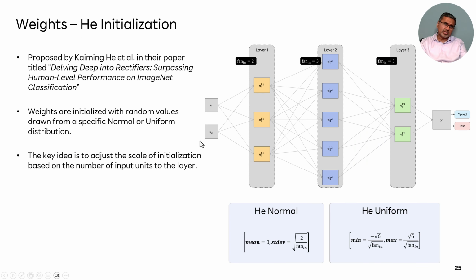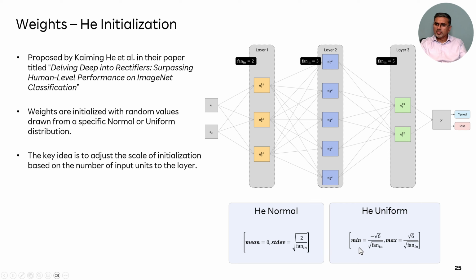He initialization is another technique where they ignore the fan-out. They only look at fan-in. Again, how many neurons are connecting to you is the fan-in. So for layer 1, fan-in equals 2 neurons connecting here. For layer 2, how many neurons are connecting in? 3 neurons are connecting in. Fan-in is 3. For layer 3, 5 neurons are connecting in. So fan-in is 5. They ignore fan-out.